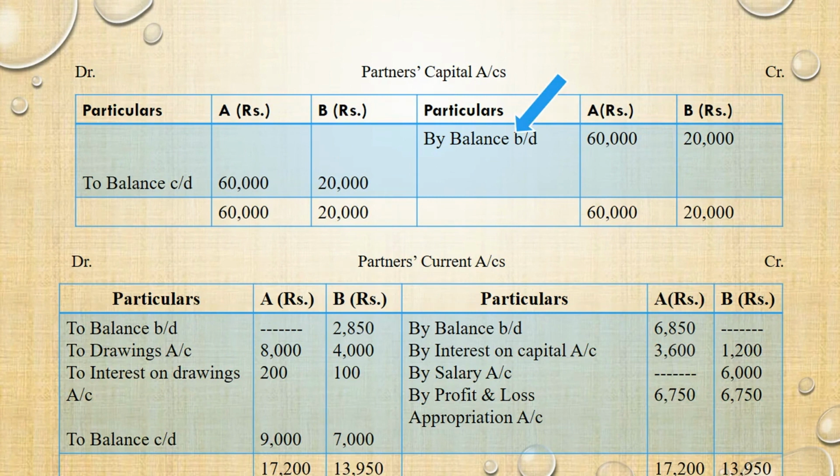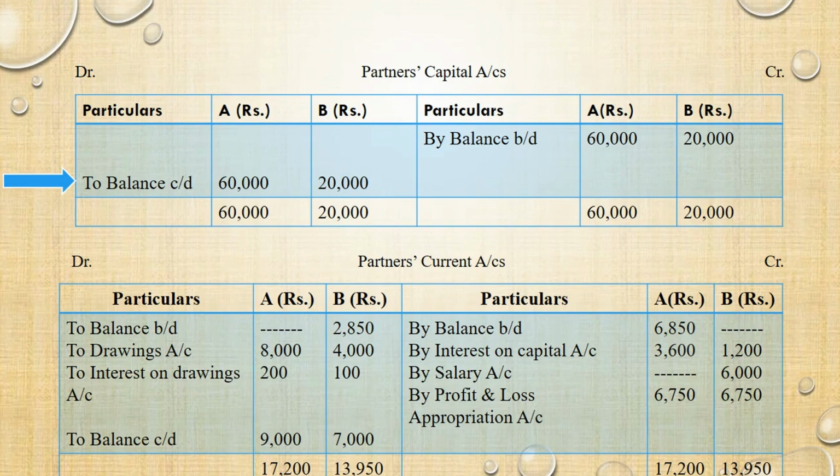Now there is no other adjustment because no partner is bringing additional capital to the firm, neither is any partner withdrawing capital out of the firm. So there is no adjustment further in the capital account. So we can close the capital account by calculating balance c/d, the closing balances of the capital. Again, it will be the same as the opening balance, that is 60,000 and 20,000. So this is how we prepare partners' capital accounts.